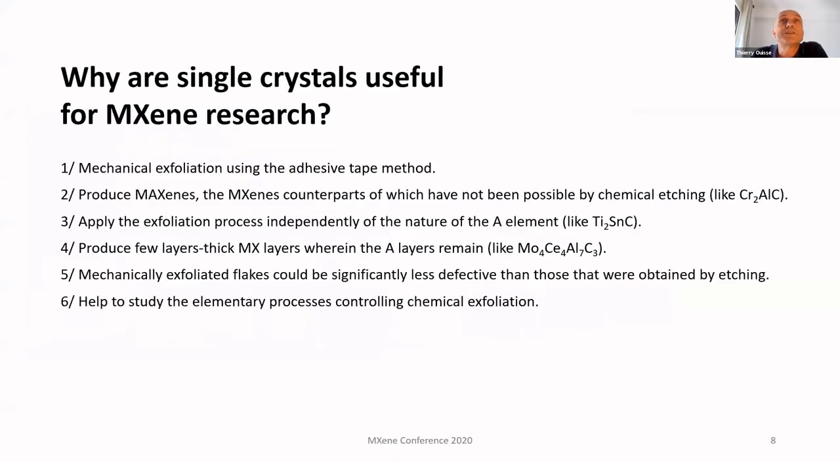The first advantage of using single crystals is that you can use mechanical exfoliation instead of chemical exfoliation, and you can even use the adhesive tape method. A second positive point is that we could produce MXenes using phases which cannot be chemically etched, such as chromium aluminum carbide. The third point is that you can apply the exfoliation process to phases with any A element, such as tin or others, which are for the moment not etchable. Fourth point, you can keep a few A layers, which is important when interesting properties are due to the A atoms. Besides, mechanically exfoliated flakes could be significantly less defective than those obtained by etching.